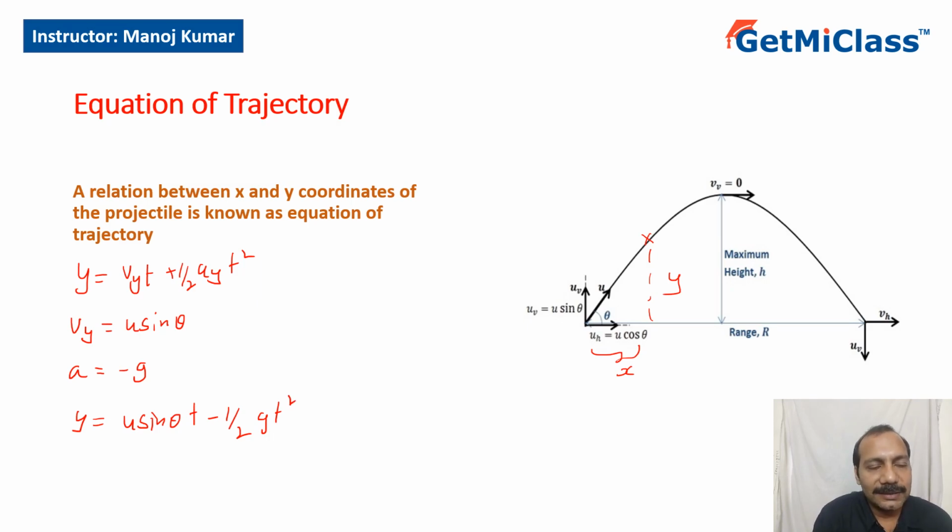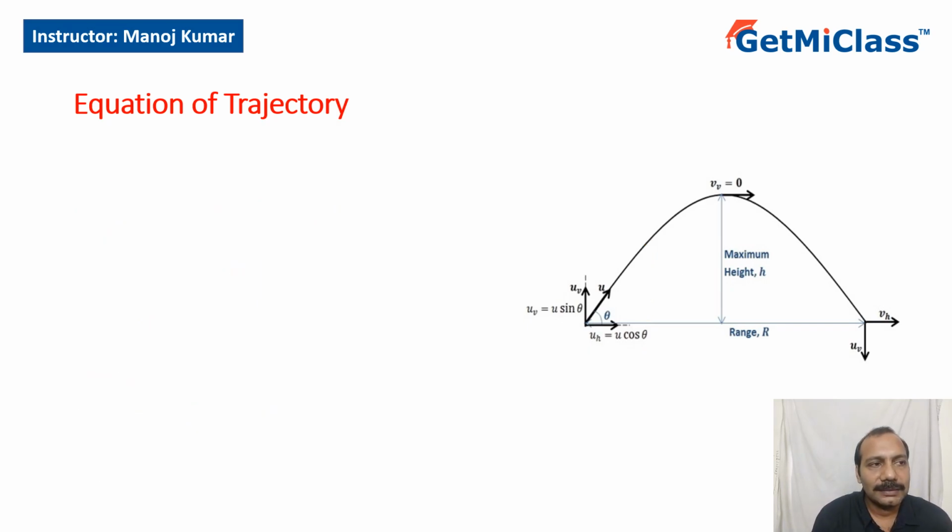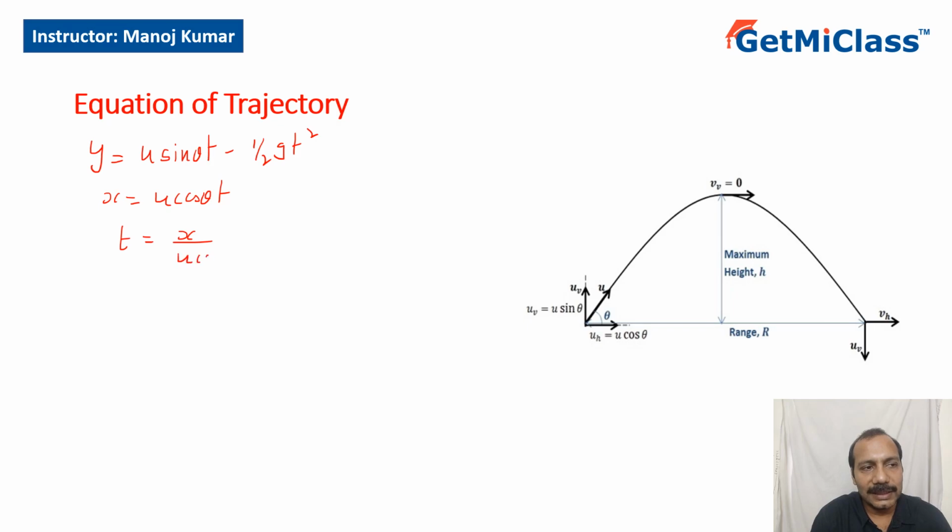Now let me get an expression for x. I can directly write x equal to u cos theta into t, because the horizontal velocity in a projectile remains constant. So we have expressions for y and x. We have y equal to u sin theta into t minus half g t square, and x equal to u cos theta into t. So t can be written as x by u cos theta. If I write t as that, I'll substitute this value in y.